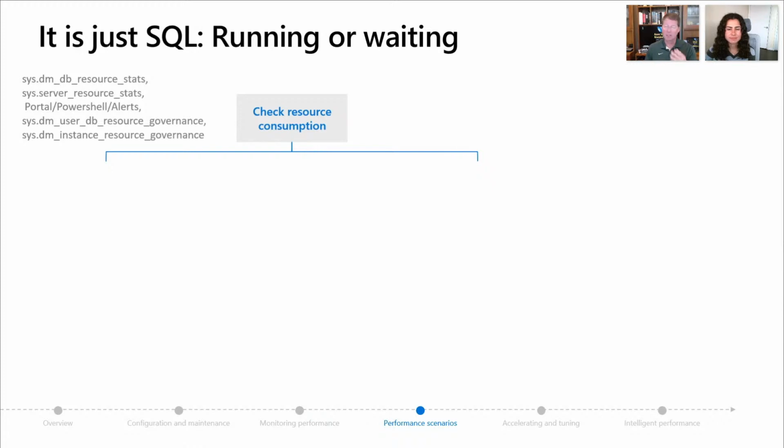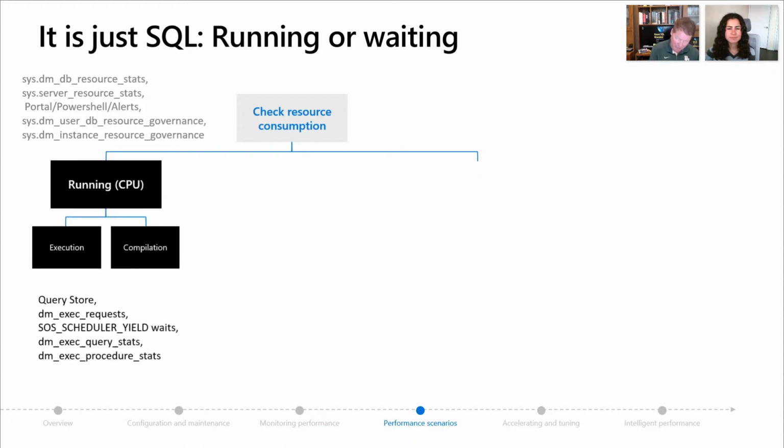Am I using a lot of CPU or not a lot of CPU? If you're using a lot of CPU, we call that a running scenario, typically caused by queries that are executing and using a lot of CPU. Could be a bad, inefficient query plan. Could be, though, that you have a lot of queries that need a lot of CPU. You don't have enough CPU resources for your workload. And you might see something called an SOS schedule yield wait when that happens.